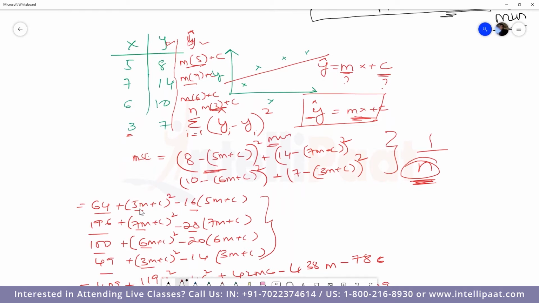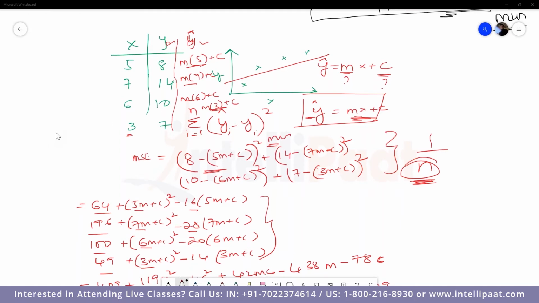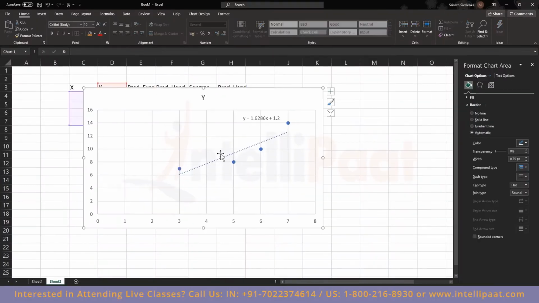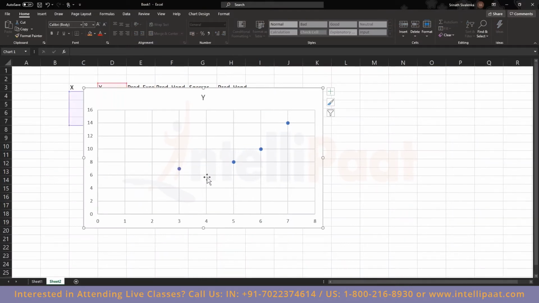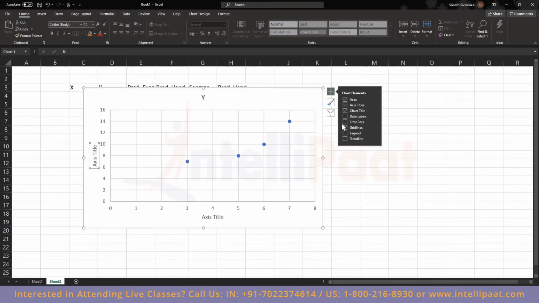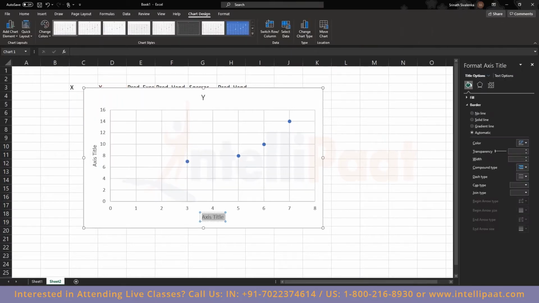Arnab, I see a question. Srinath, what function did you use for getting the equation in Excel? What function did I use? Okay, so what I did was simple. Forget about this. Once you create this chart, let's say this is axis titles. You can just set your axis titles over here. This is X, and this is your Y.